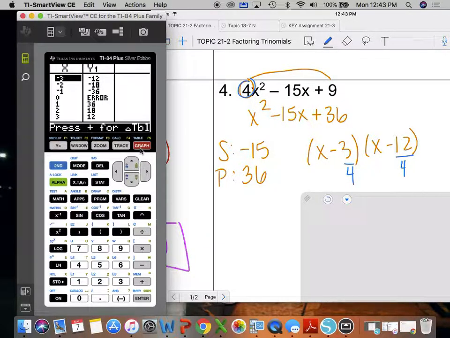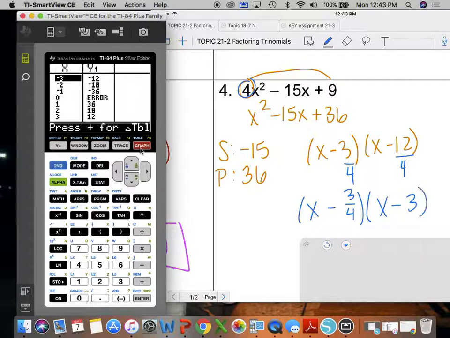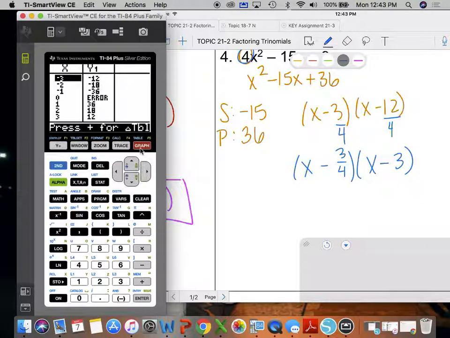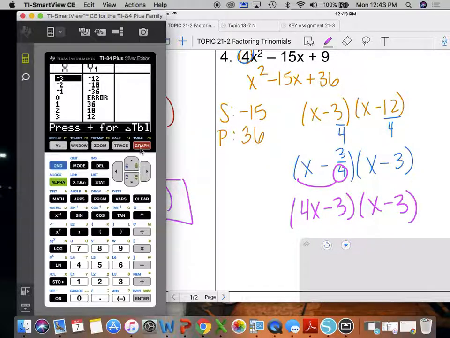Divide both factors from the calculator by 4. 3 divided by 4 is just 3 divided by 4. 12 divided by 4 is 3. Take that denominator and get rid of it by moving it back to the front. No change on the second parentheses. Quick check, 4x times x is 4x squared. Negative 3 times negative 3 is positive 9.